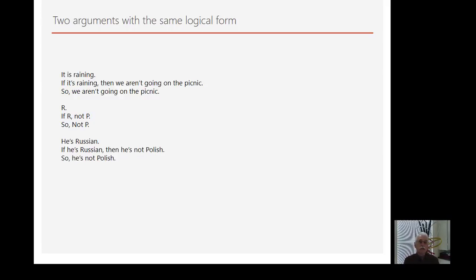There are 2 arguments that have the same form: the raining argument and the Russian argument. Take a look at those. The form is in the middle. The form, if R then P, R, not P, from which you conclude not P, is a good form in the sense that any argument that has that form is going to be a good argument in the sense of deductively valid, even if you change the word Russian to the word Greek.